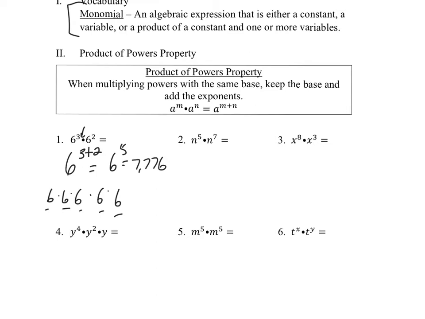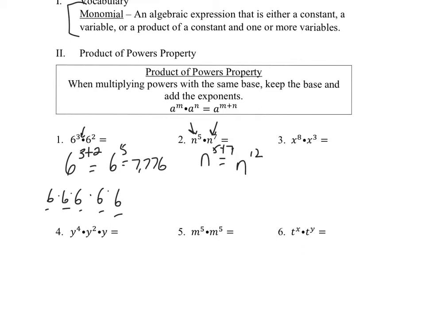If you took 6 to the fifth and actually figured it out, it's going to be 7,776. In the next one, when you just have that variable raised to that power, the same concept applies. If you have n to the fifth times n to the seventh, that is the same thing as saying I'm going to take n to the 5 plus 7, which is n to the 12th. You have 5 n's here, 7 more n's here, so 5 and 7 make 12 n's.